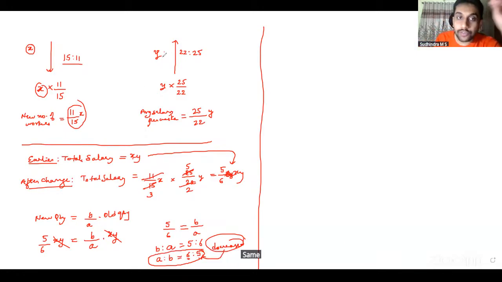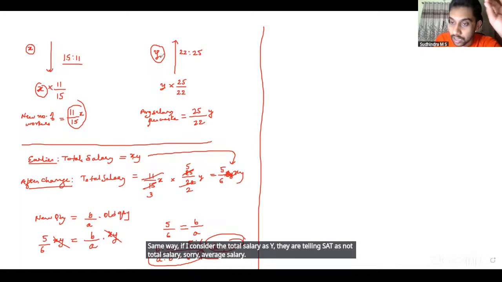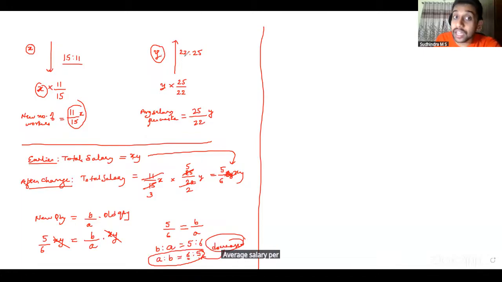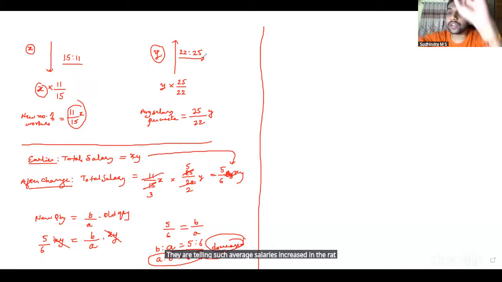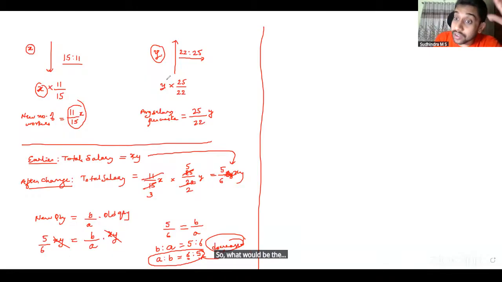Same way, if I consider the average salary per employee as Y, they are telling us that the average salary increased in the ratio of 22 is to 25. So what would be the revised or new average salary? Y into 25 by 22, which is 25 by 22 Y.